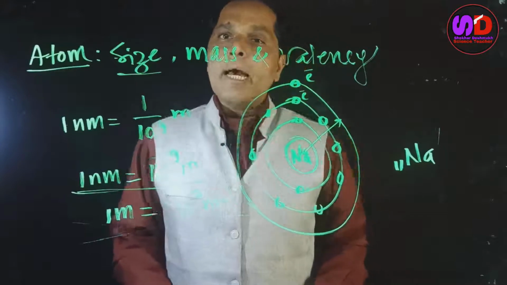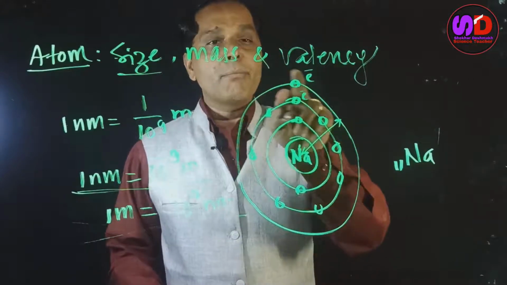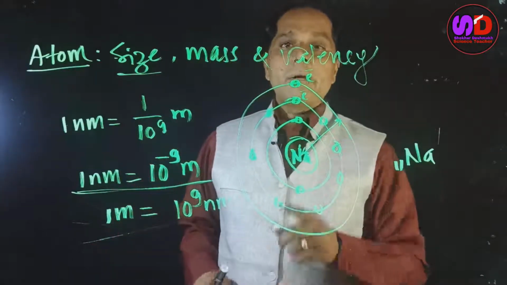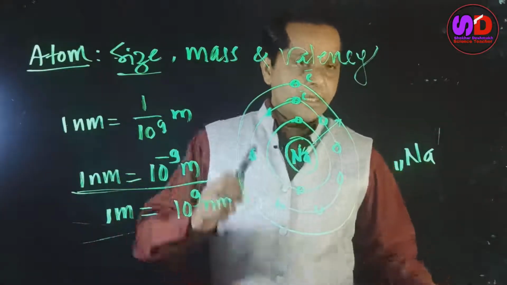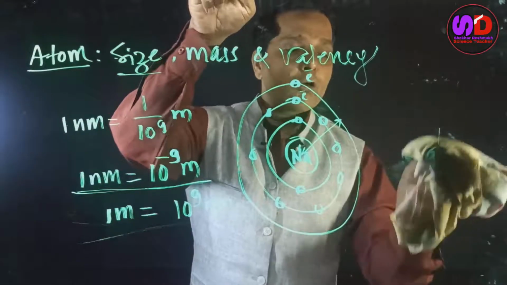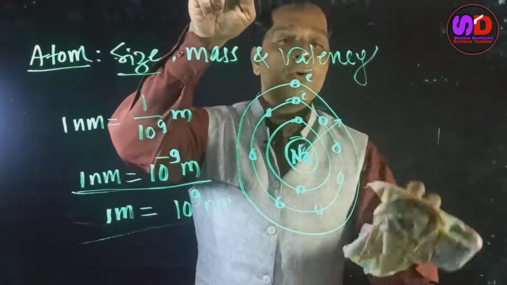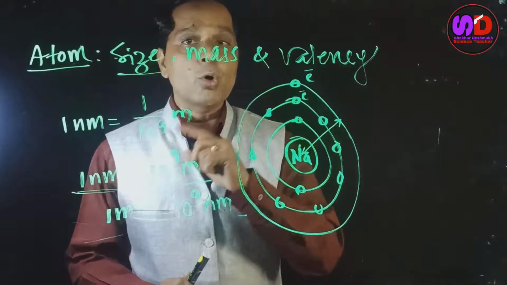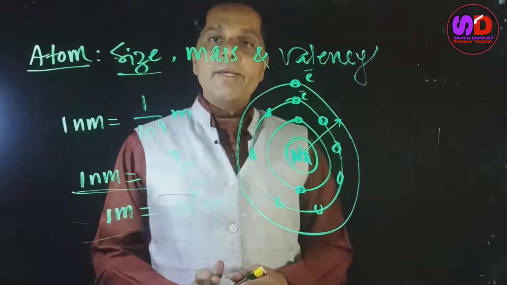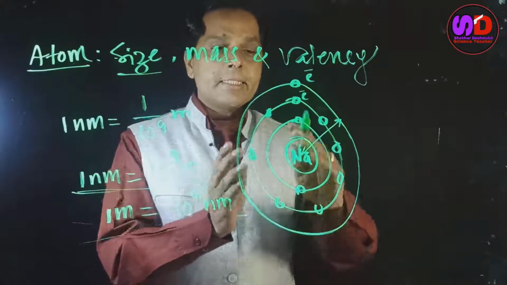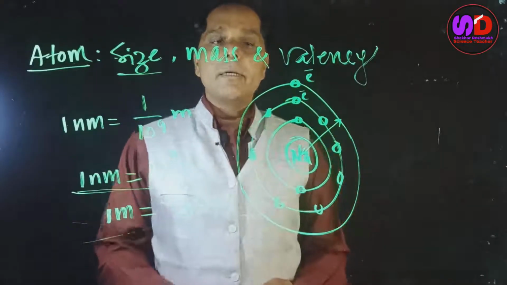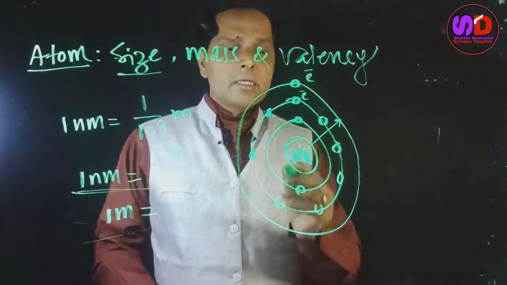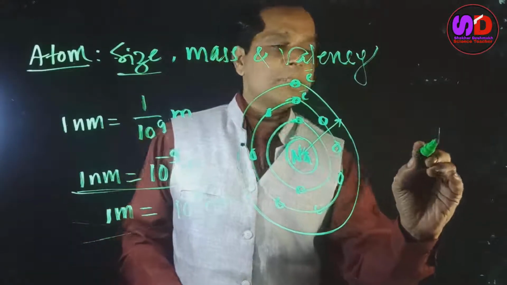Actually, the atomic size depends on the number of orbits. But one interesting thing is that the more the number of orbits, definitely the more the size. But what if an atom has the same number of orbits but more electrons in the outermost shell? Suppose after sodium, magnesium is there.